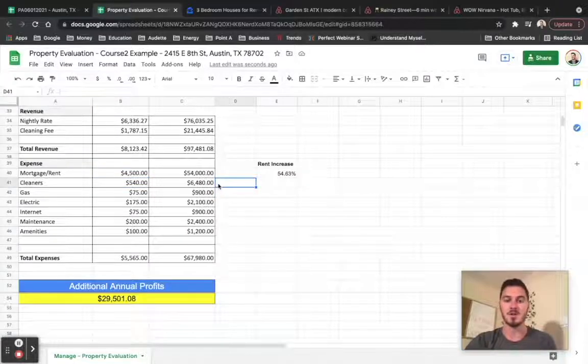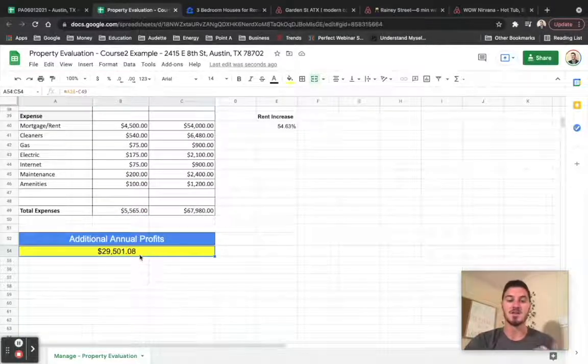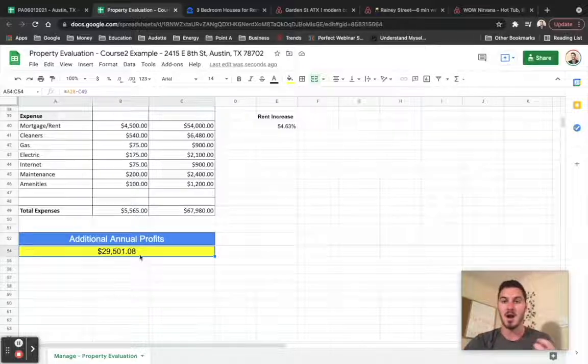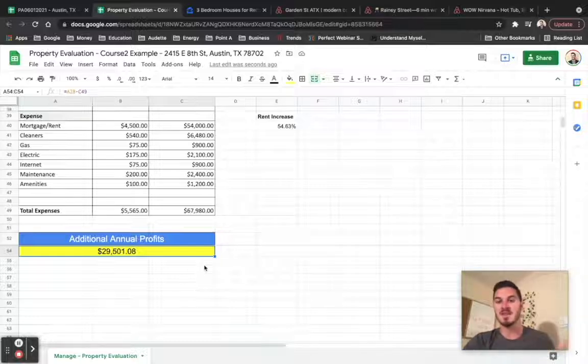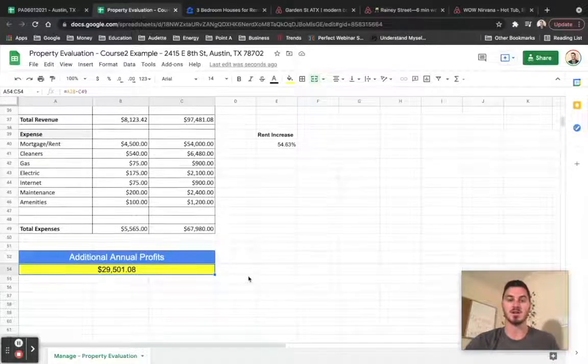So now this property goes from, if I were to be renting it out for $4,500 a month, and if I truly, truly believe that I can make about $97,000 a year, then there's about $29,000 of profit for me to pocket from this, which is honestly an absolutely amazing rental arbitrage opportunity. This is one that I would 100% consider to do rental arbitrage on, just because these numbers are so nice. They look so good, right?